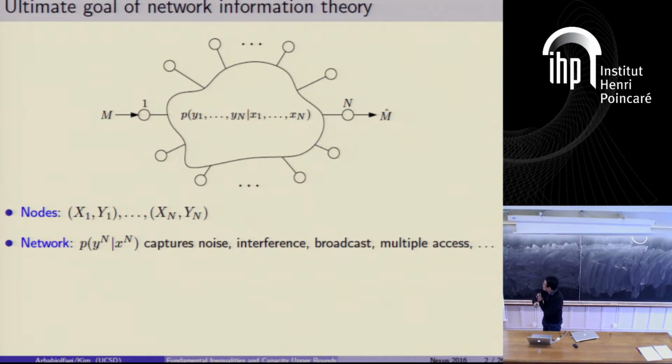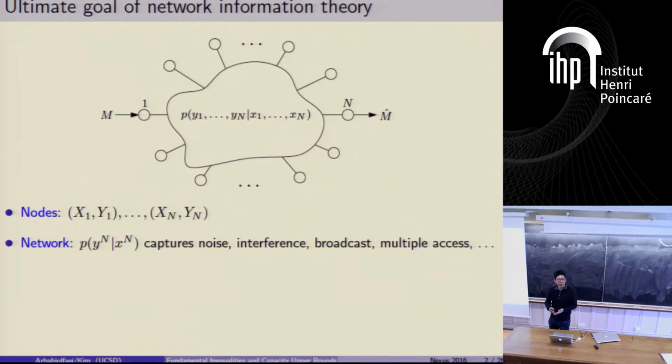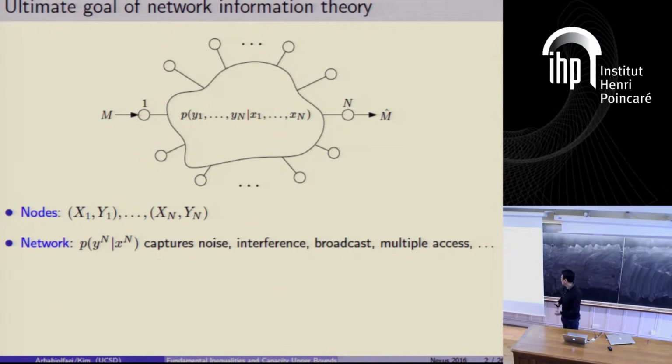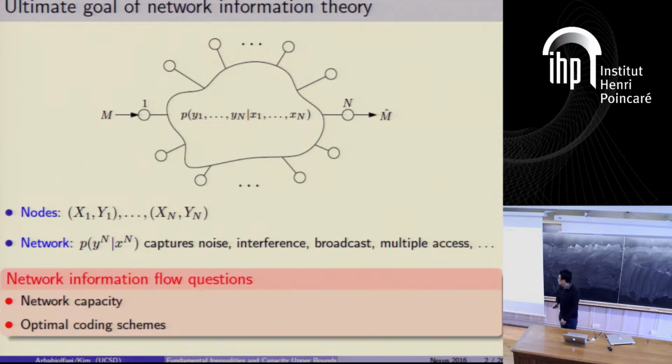Okay, so here is what network information theorists typically care about. We model the network with n nodes by some conditional probability distribution. So there are n nodes with input, say, xj and output yj, and the input-output relationship is completely specified with this. So you can capture noise in the channel, interference, broadcast, multiple access. In general, you can capture the entire topology of the network, right?